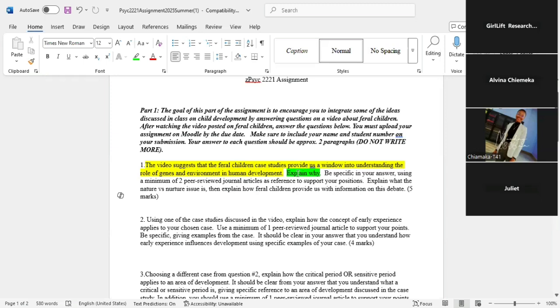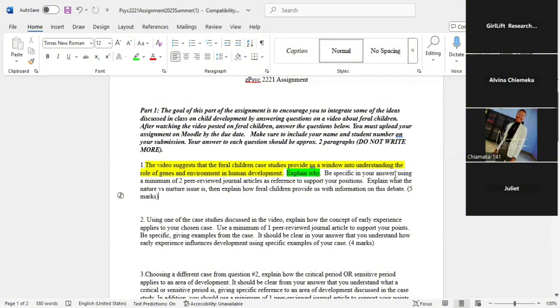So we explain why the video is suggesting that. It may not be an explanation of the video itself, but the point is explaining why the case studies of feral children are a window to understanding the role of genes and environment. So what is expected here? You ask yourself, they are trying to say it's usually not about the genes, it's not about who gave birth to this child, but about the environment. How did they grow? Were they isolated? These are the kind of issues that will come out from this explain why. So be specific in your answer.